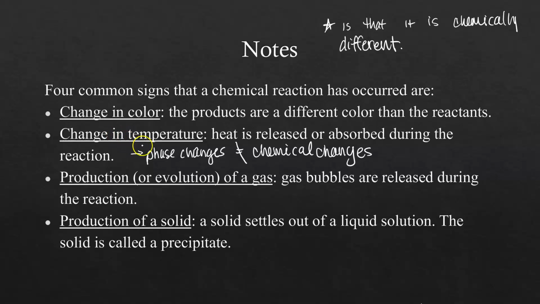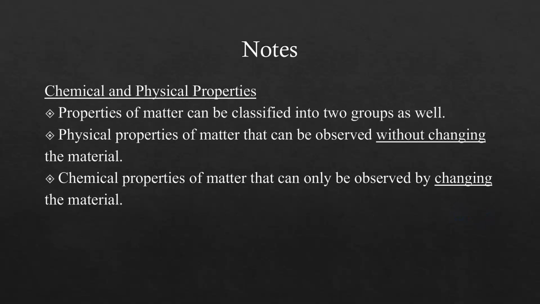So a change in temperature is not a sign of a chemical reaction, it is a sign of a physical change in the case of phase changes. So you have to pay attention. Does this change in temperature come as the result of the substance chemically changing? Okay? So chemical and physical properties are based off of what we went over already, where properties of matter can be classified into two groups.